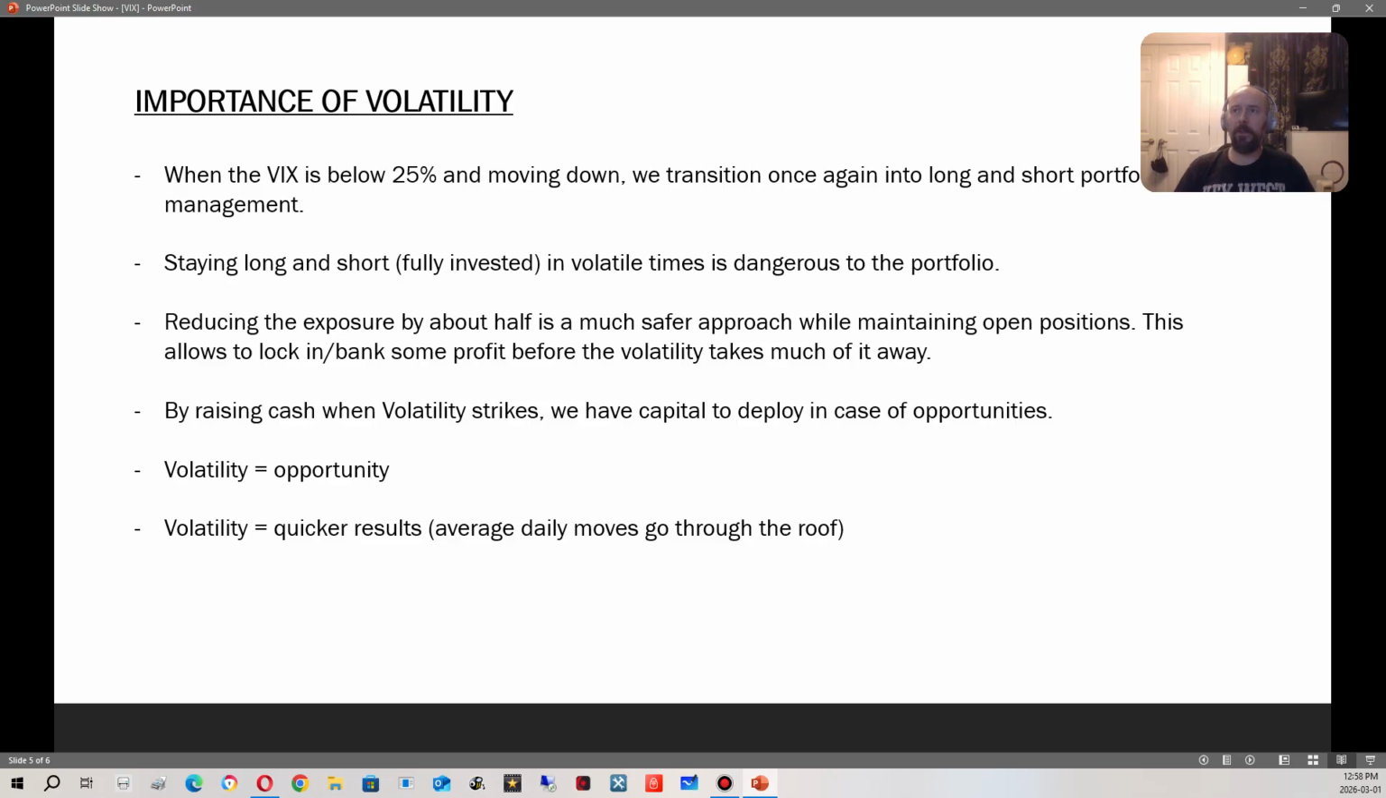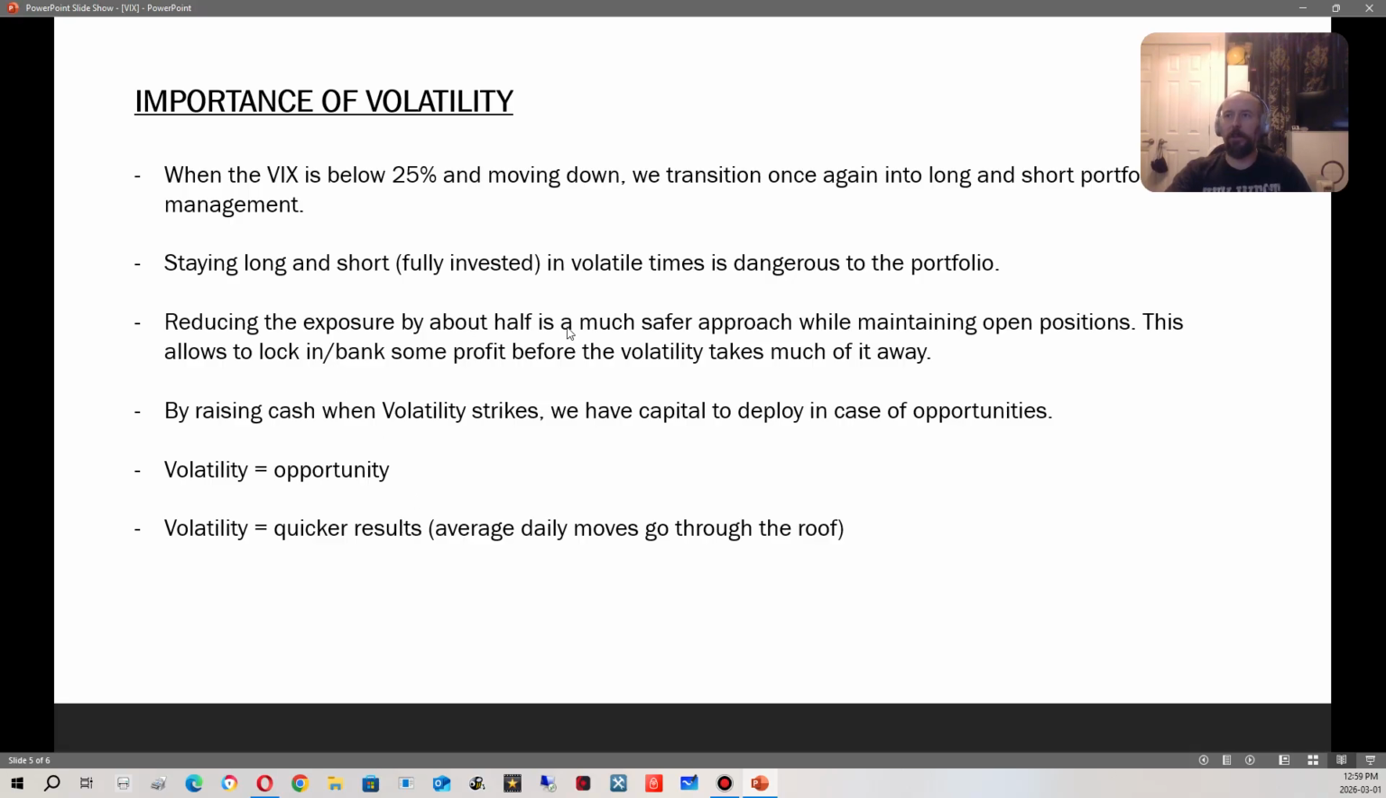Staying long and short fully invested in volatile times is dangerous to the portfolio, like we spoke about before. If the VIX is above 25 and rising, and you are still fully invested, you will see some wild swings in your returns. And that is something we want to limit.